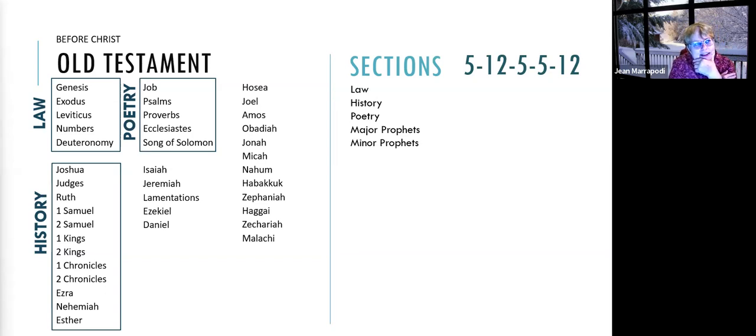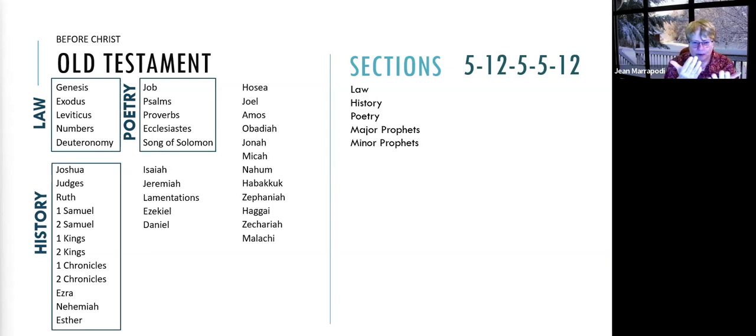Ecclesiastes, Solomon is reflecting on life. You know, he's rich, he has everything he needs, he winds up having all these concubines and all these women, and he basically decides that vanity, vanity, all is vanity. He says it's all worthless without God. And Ecclesiastes also has a very famous passage: to everything there is a season and a time for every purpose under heaven. Time to be born, a time to die. That's in Ecclesiastes.